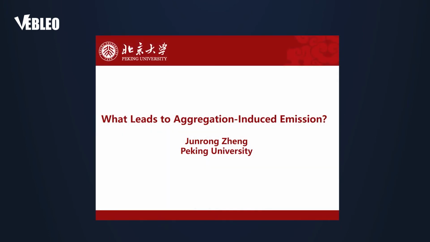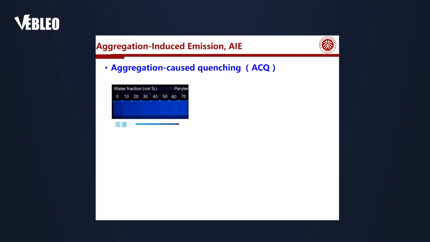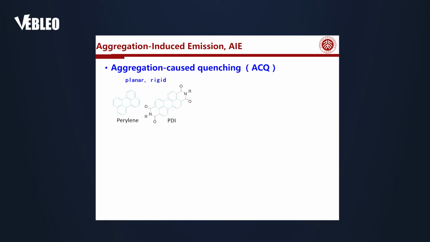Today I'm going to talk about our recent work on the mechanism of aggregation-induced emission. We know that in nature, many molecules show a phenomenon called aggregation-caused quenching, that is ACQ. For these molecules, in dilute solutions they emit light strongly, but in solid or concentrated solution the fluorescence is just gone. And these molecules typically have a planar and rigid structure.